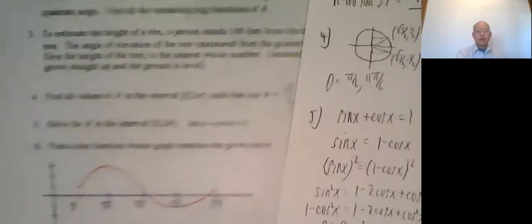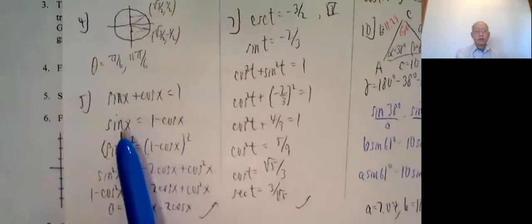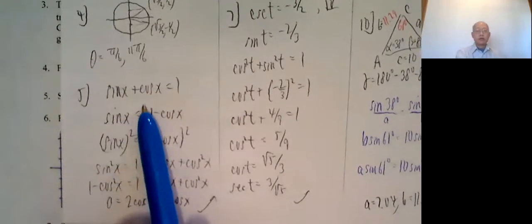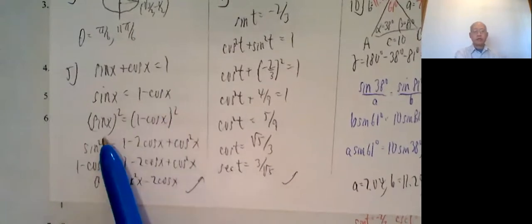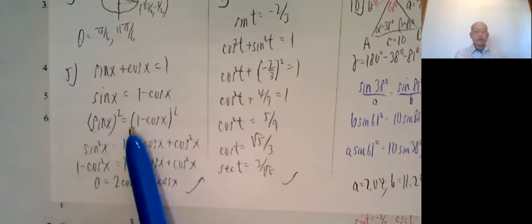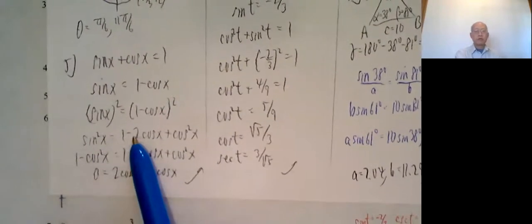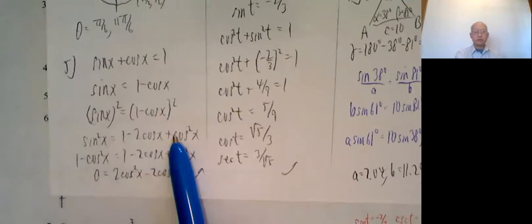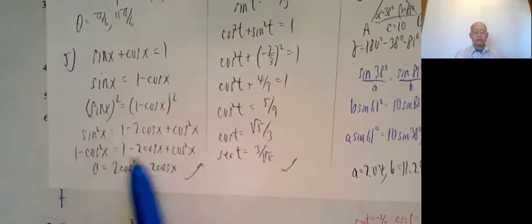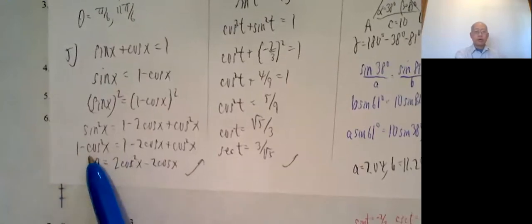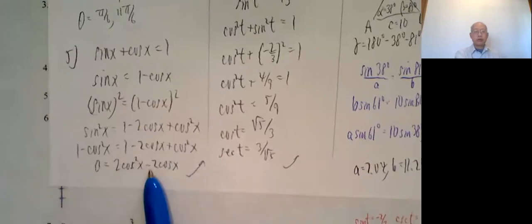Number 5, sine x plus cosine x equals 1 between 0 and 2 pi. Okay, so subtract cosine x. Sine x is 1 minus cosine x. Square both sides. Sine squared x equals 1 minus 2 cosine x plus cosine squared of x. Change sine squared to 1 minus cosine squared x. 1's cancel out. Add cosine squared of x to both sides. 0 equals 2 cosine squared x minus 2 cosine x.